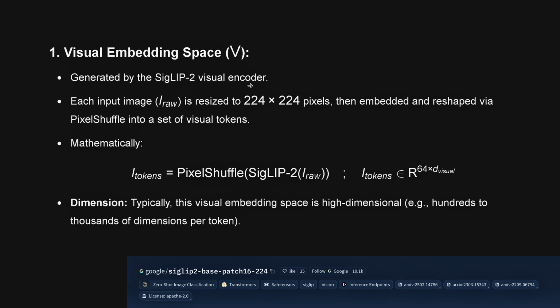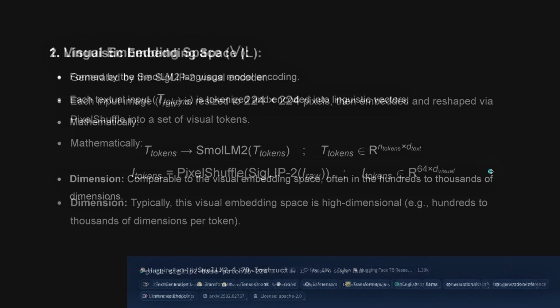We have a visual encoder. So each input image that comes in, we have to resize it to 224 times 224 pixels. This is the default. Then embed it and reshape via a pixel shuffle into a set of visual tokens. You remember about the dimension of this mathematical space. Visual embedding space is high dimensional. 100 to thousands of dimensions per token, maybe tens of thousands of dimensions per token if you have a complex scene.